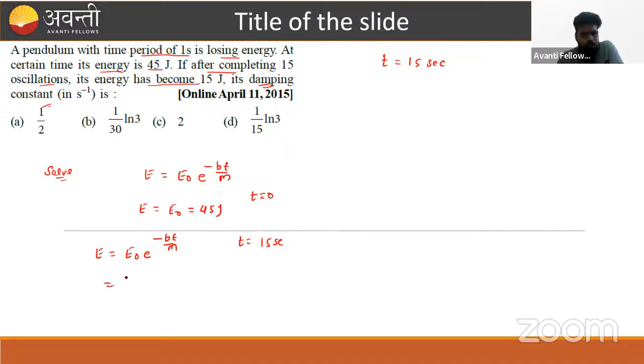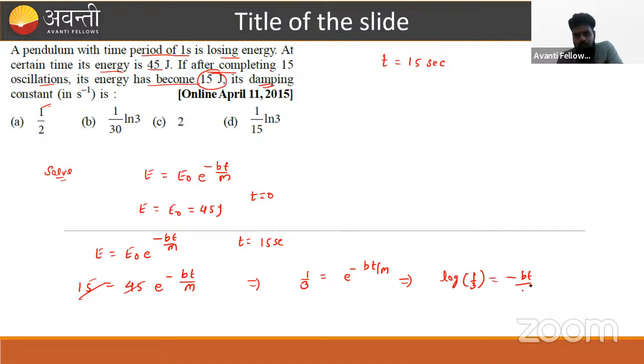Sir, what is E naught? E naught is 45 joule. What is E? It is given that the energy will become 15 joule. So write down 15 here, equal to 45 e raised to power minus Bt upon m. This will cancel out and we get 1 by 3, equal to e raised to power minus Bt upon m. If we take the log, this will equal log 1 by 3 equal to minus Bt upon m.